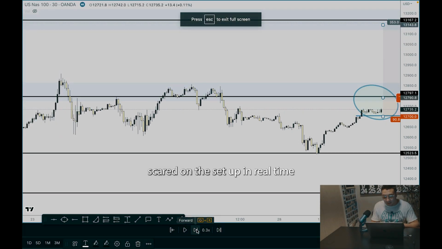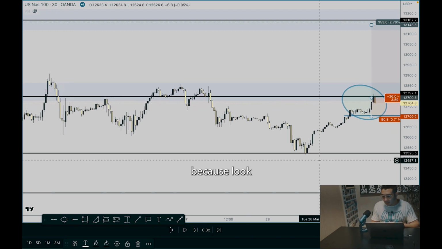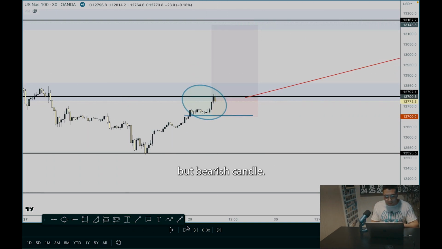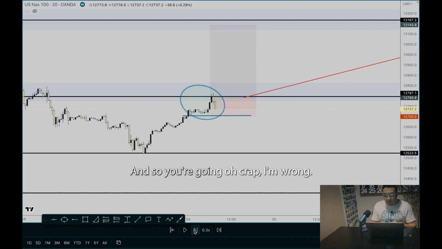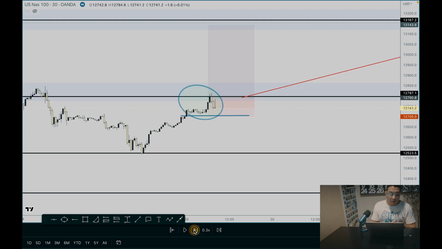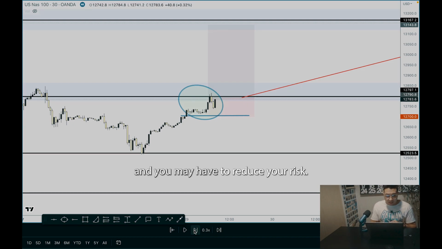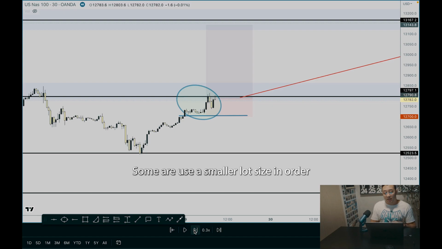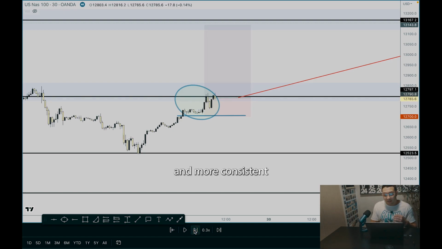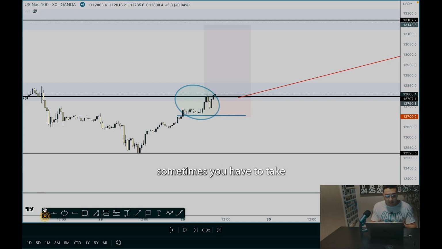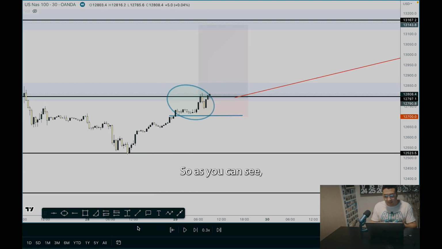Some of you might have been scared on this setup in real time, because look, okay, buys, boom, pullback, bearish candle. Instantly you're going, oh crap, I'm wrong. What am I going to do? You're freaking out, you're in drawdown. You've got to be patient, trust your analysis, and understand you have to fully accept the risk on every single trade you take. And you may have to reduce your risk or use a smaller lot size before you get comfortable and more consistent, and before you start trusting your analysis fully. Sometimes you have to take small lots like a 0.01 and watch that play out in your favor so you get a better understanding of how things work. Okay, so as you can see, we're going to keep going.